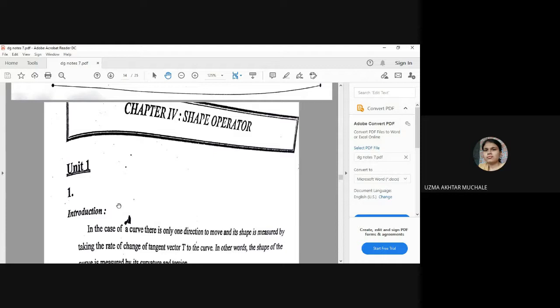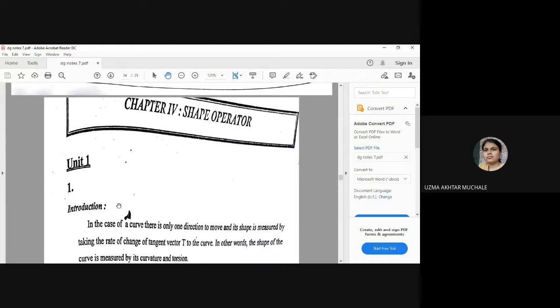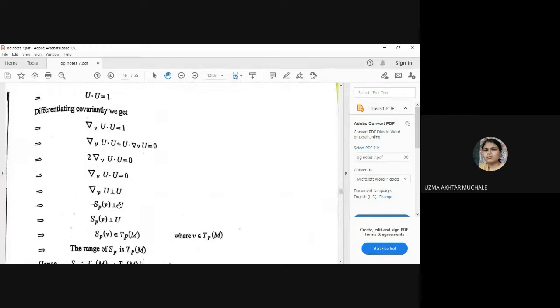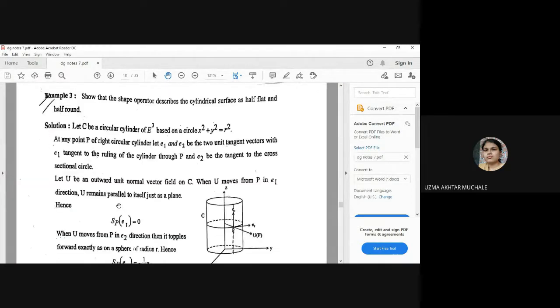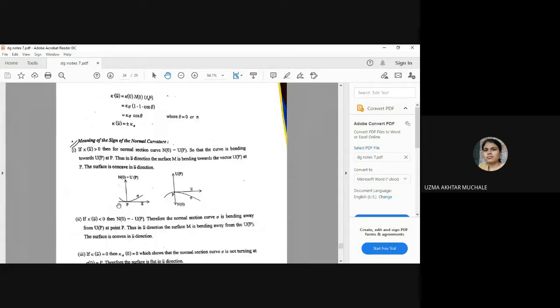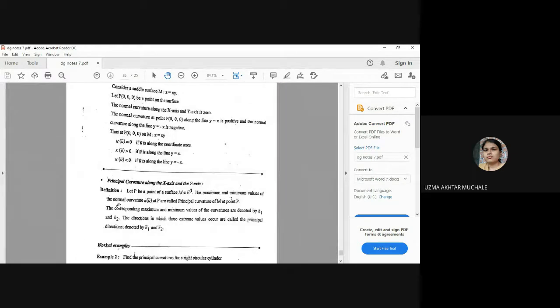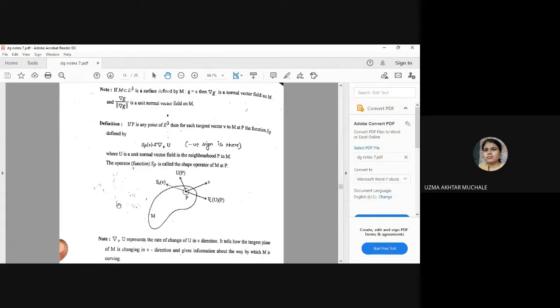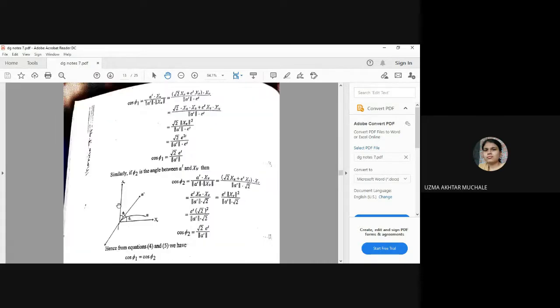Right. So here we have completed our third chapter, and in the next lecture we have to start our shape operator. In the shape operator, first we'll define the shape operator definition, and then there are some theorems related to the shape operator. Then we'll see normal curvatures, and the last point is the Gaussian and mean curvature. Only 3 points are there in this topic of shape operator. So we will complete it very shortly.